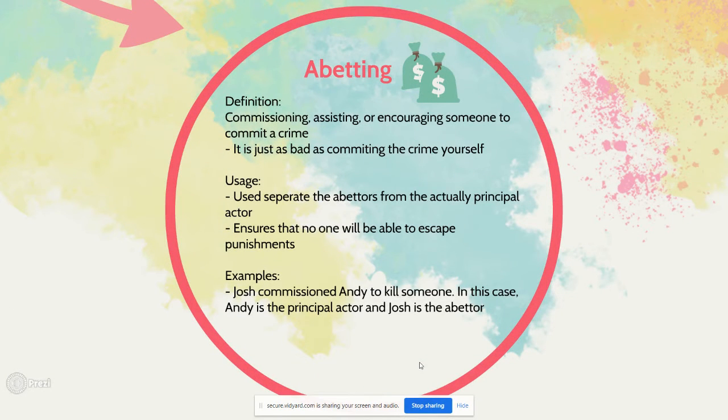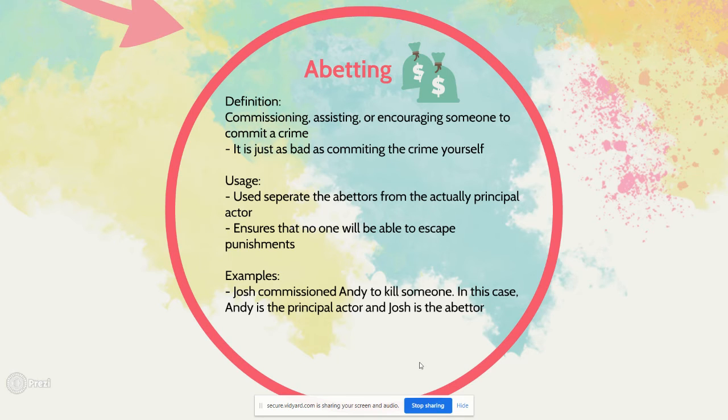The next one, abetting. Stated in Section 21(1) of the Criminal Code, everyone is a party to an offense if they actually commit the crime, or abet any person committing it by commissioning, assisting, commending, or encouraging another to commit the crime. In terms of guilt, there is no major difference between being an assistant, abettor, or the principal actor in committing an offense.